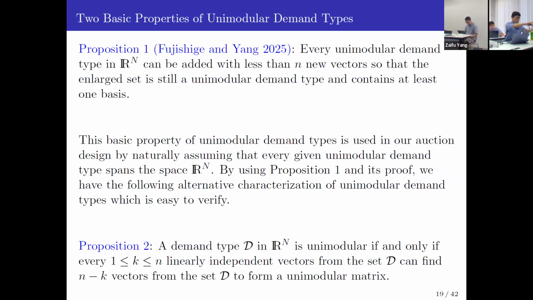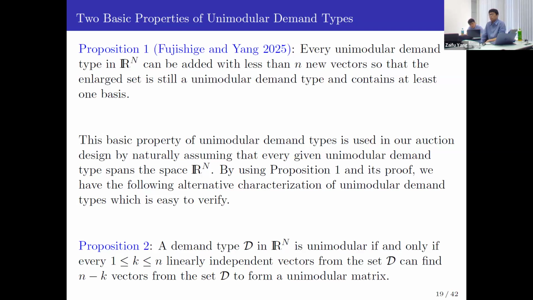So actually it still represents the same demand type, but now you have at least n vectors, and this set contains at least one unimodular matrix. Suppose we have 10 commodities and 7 consumers, so they have a demand type. You don't have enough consumers, so you have a set of vectors, and the number of vectors is less than 10. So you cannot form a 10 by 10 matrix. Then what do you add? We construct a new matrix which has the original ones and add some new vectors.